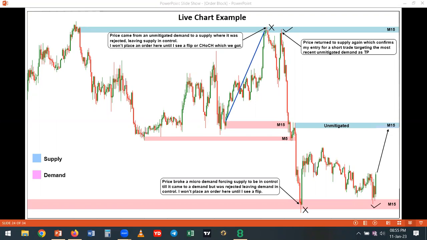Now look at what happened. It came back down, returned up. This is your entry for sale. Returning back to this other block again, there has been a change in character. There's been a flip to the character here. Here you can sell. When you sell from here, coming down, you're targeting your profit on this other block here that has not been mitigated for you to take your profit.